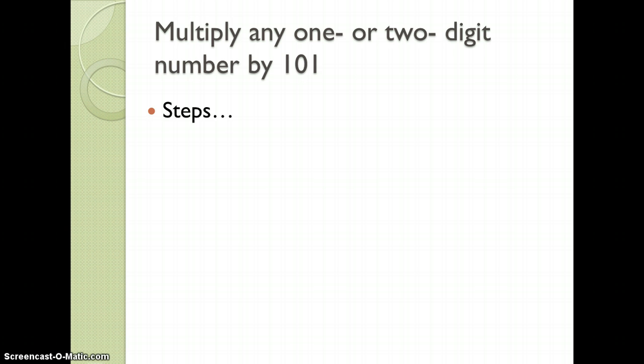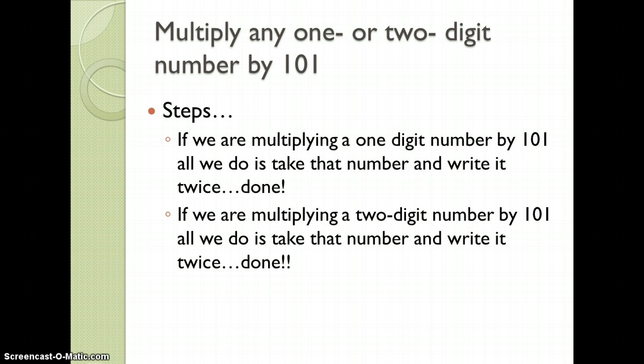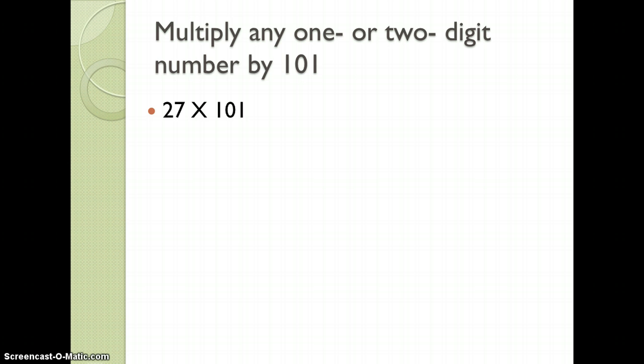Next, we're going to learn how to multiply any 1 or 2-digit number by 101. If we're going to multiply a 1-digit number by 101, all we do is take the number being multiplied and write it down twice. Done. If we're multiplying a 2-digit number by 101, all we need to do is take that number and write it twice. And we're done. For example, we have 27 times 101. We're going to write 27 twice. 27, 27, so 2,727. Done.